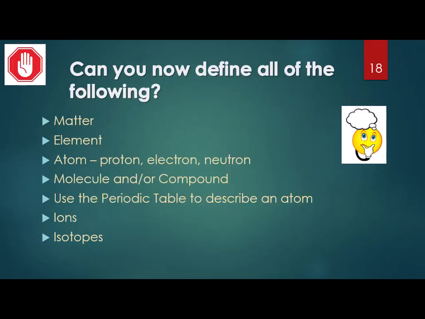So at this point, you should be able to define the following items shown on this slide: matter, element, atoms, molecules, and compounds. Use the periodic table to determine protons, electrons, and neutrons, and define ions and isotopes. So this is a good stopping point if you'd like to pause after part 1. The next section is all about bonding.